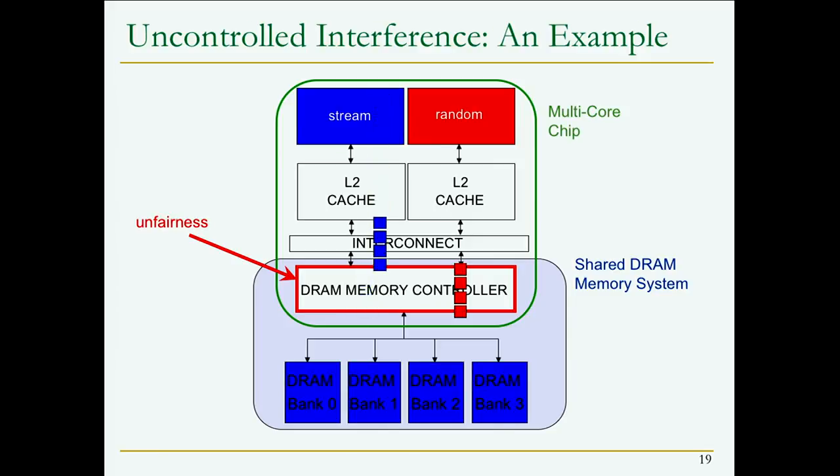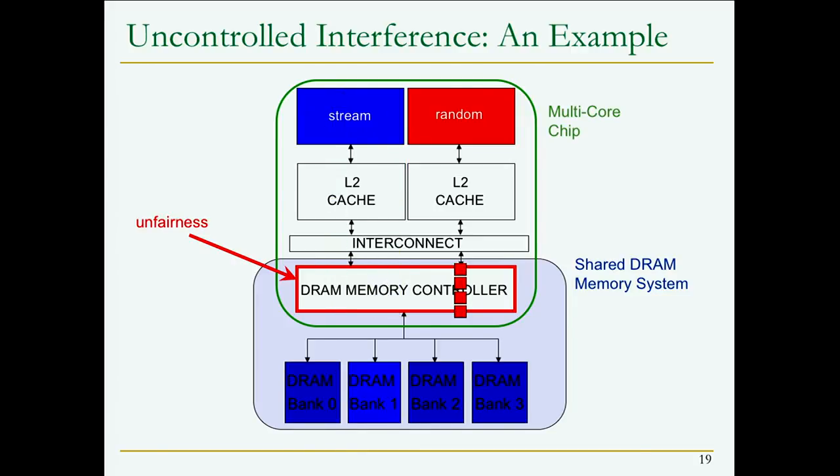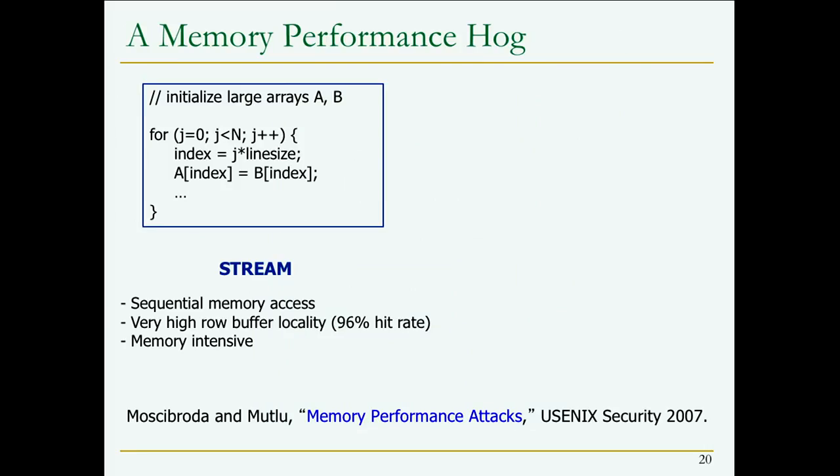Okay, basically the streaming application, jogging your memory again, would deny service to the more random access application because the memory controller was prioritizing the requests that hit in the row buffer. You remember this a little bit?